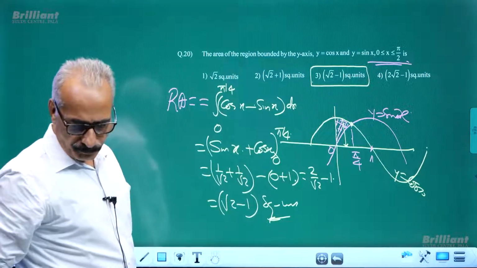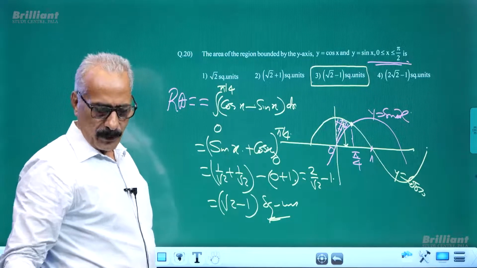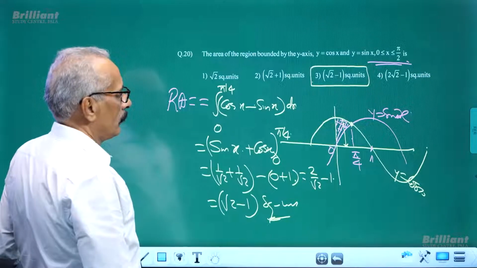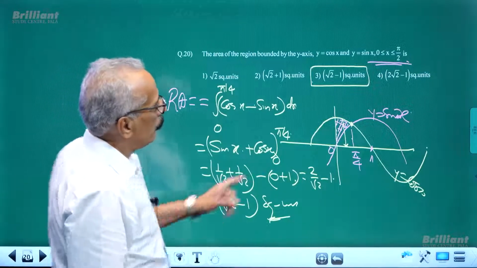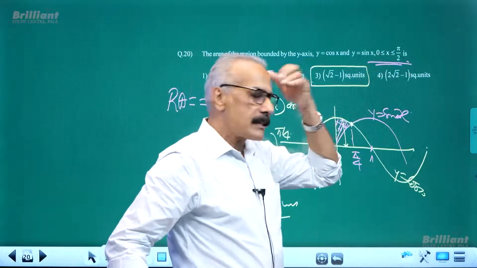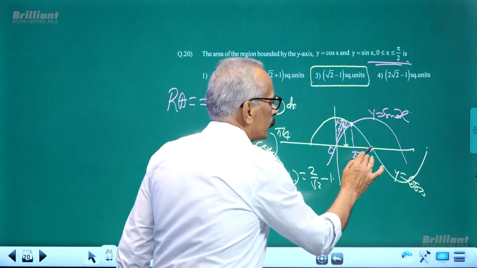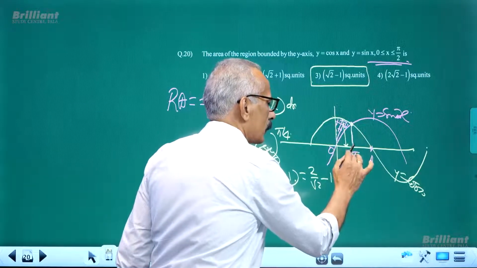Question 20. Clear? Even though 0 less than or equal to x less than or equal to pi by 2 is given, you can go up to this one, no problem. But you can take only up to this.